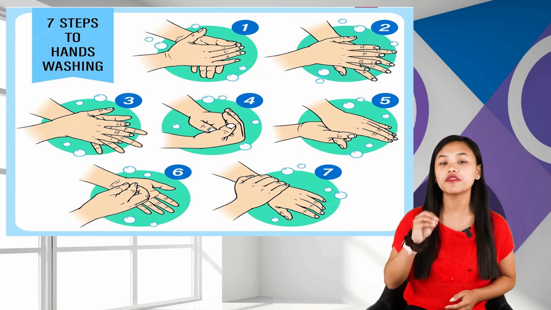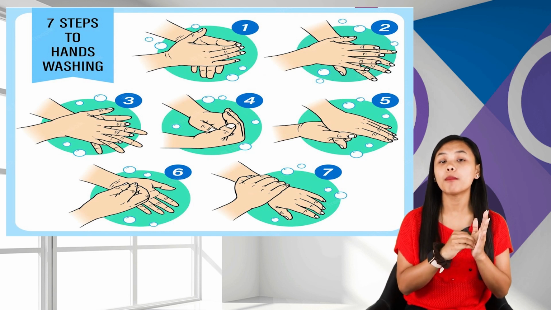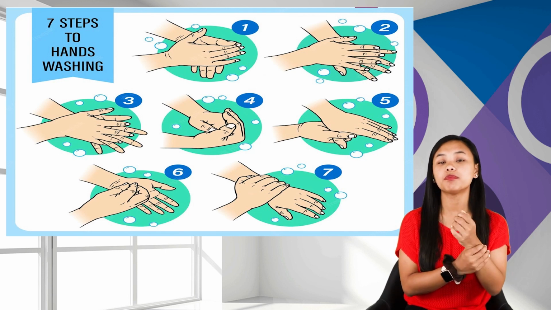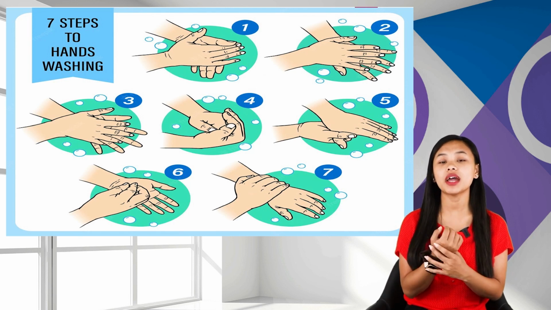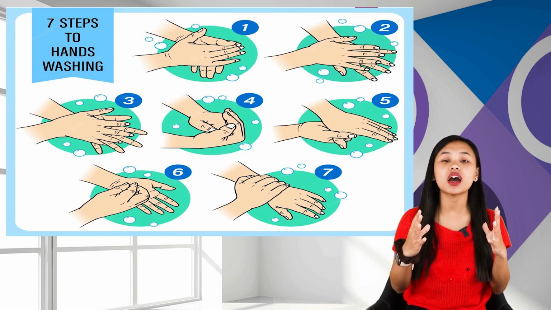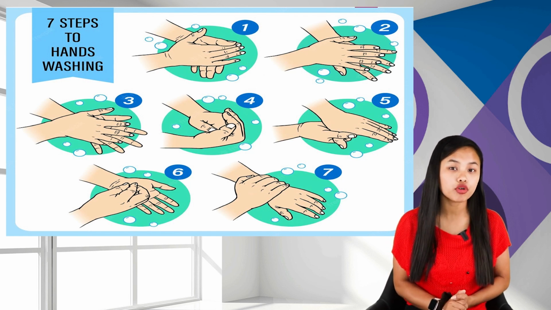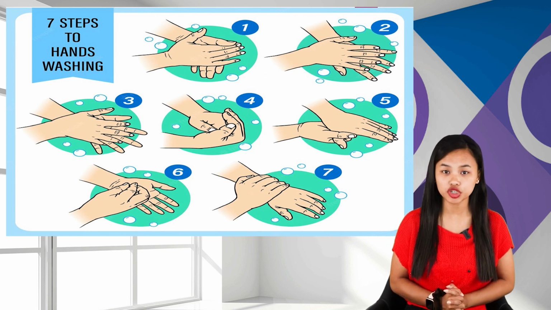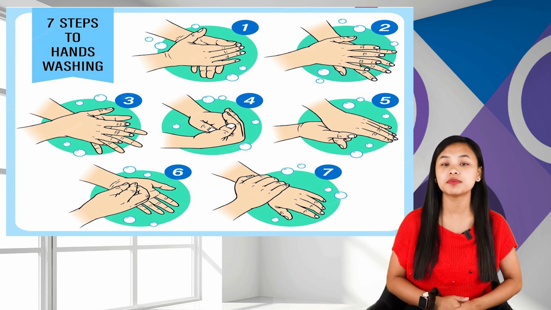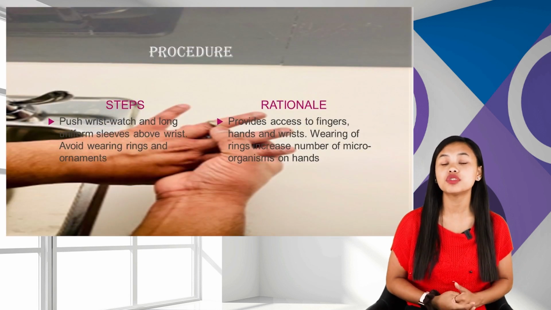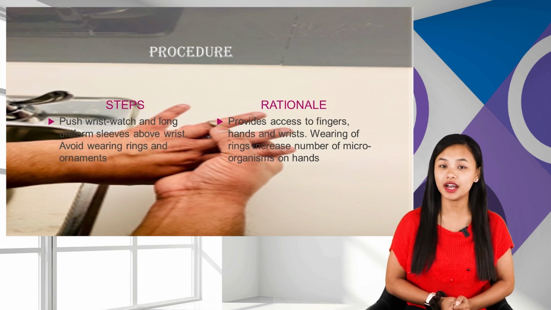We must then rub the fingertips on the palms for both hands, and after this has been done, we must rub both the palms in a rotating manner, and then we must rinse and dry our hands. So these are the 7 steps which are very important for you to do whenever you are performing the medical hand washing, and these steps must be done one by one. Now let's move on to the procedure of the medical hand washing.